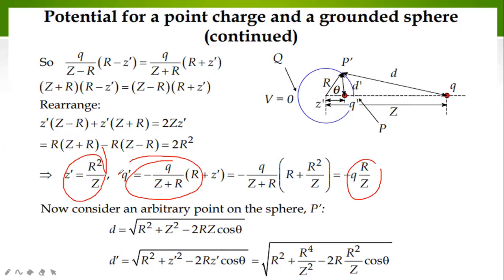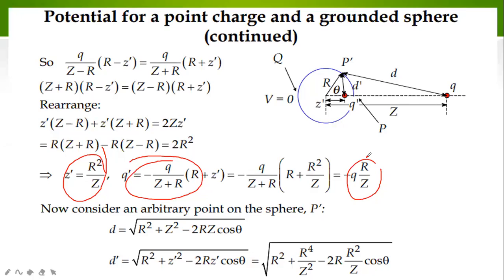If we are solving some problems for a point charge outside a grounded sphere, then the image charge will be situated at a distance equal to R square over z. Z is the original distance of the original charge, and the amplitude of the image charge q dash will be minus qR over z. This was the direct question which came in your exam, I think NET June 17 or 18. I don't remember exactly, but the direct question was from here.